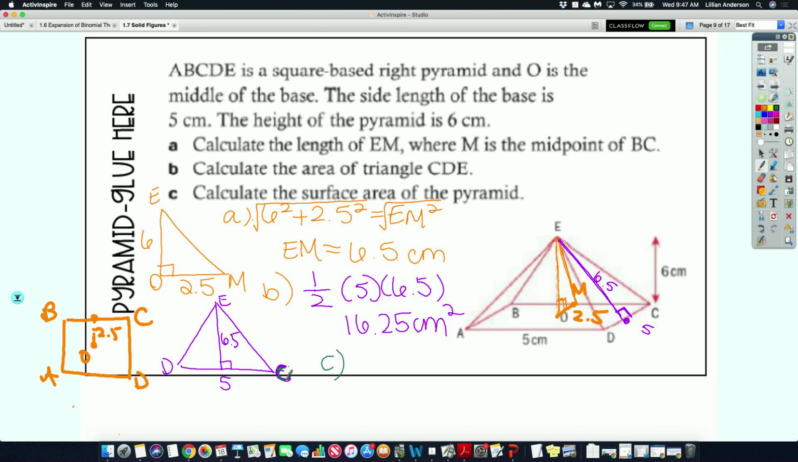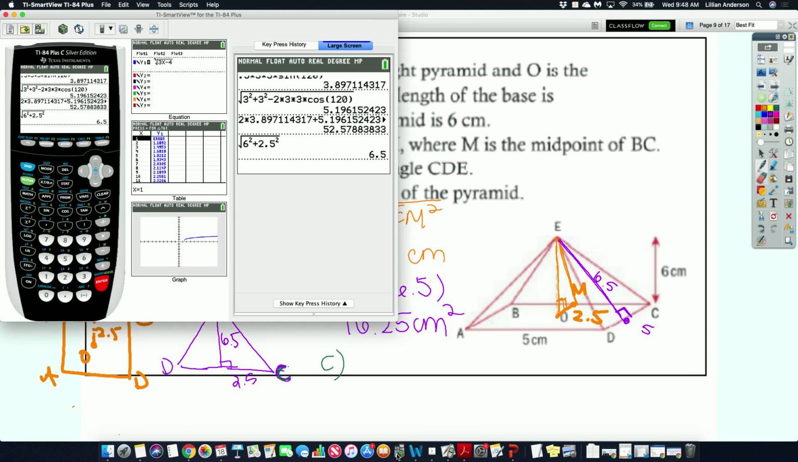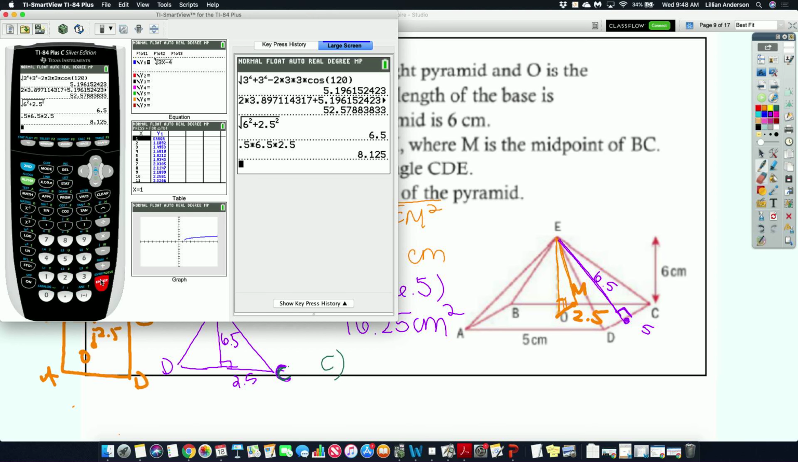If I had done this as 2.5 to represent this, and if I did one half times 6.5 times 2.5, I would have only been finding the area of half the triangle, which means I would need to double it to find the area of the full triangle, which is what I'm looking for here. So that represents just the half of the triangle. So when I double it, I get the full triangle. So it's the same.